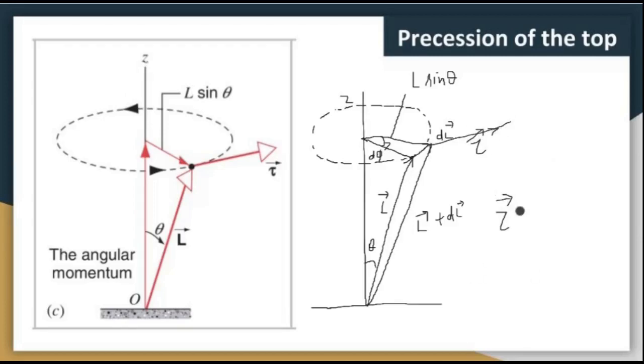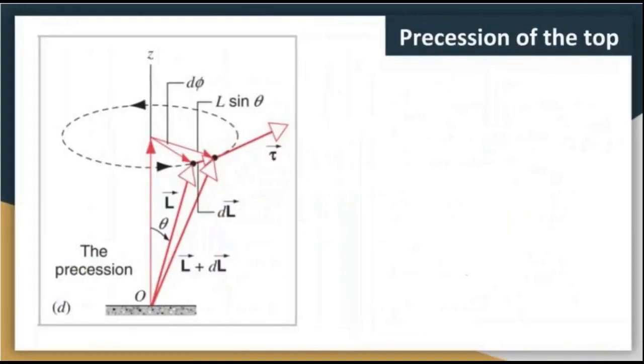We know torque is equal to dL by dt. So the change in L, that is dL, is equal to torque times dt. So this is equation number 2. If the top has axial symmetry and rotates about its axis at high speed, then the angular momentum will be along the axis of rotation of the top. But when L changes direction, the axis also changes direction. The tip of the L vector and the axis of the top trace out a circle about the z-axis. This motion is called precession of the top.